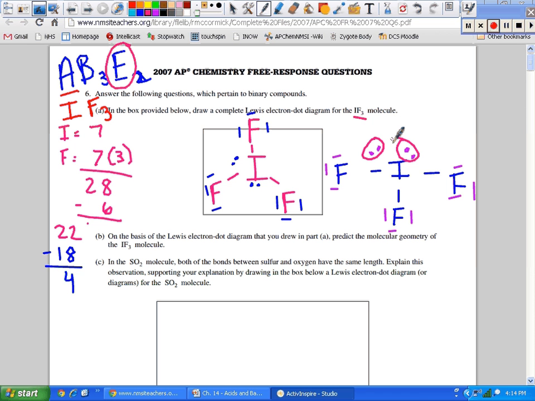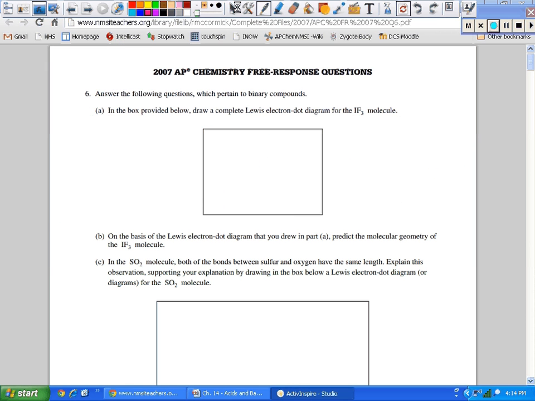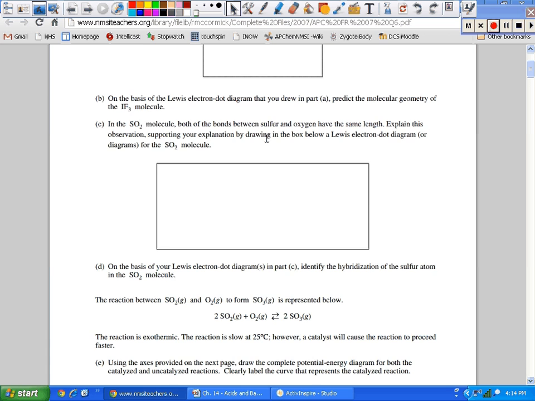It's on there. I promise. It's the extra pairs of electrons. I would write that down on there. AB3E2. And guys, I taught this year. I didn't get it last year. Again, okay? I really didn't. And so that's why I feel bad about it. But it really is T-shaped. Because I didn't get it last year. My apologies.